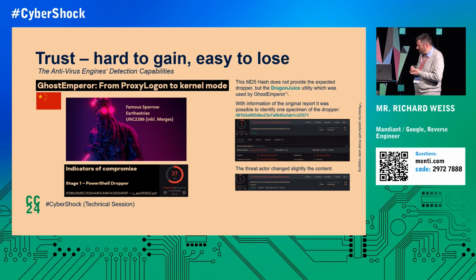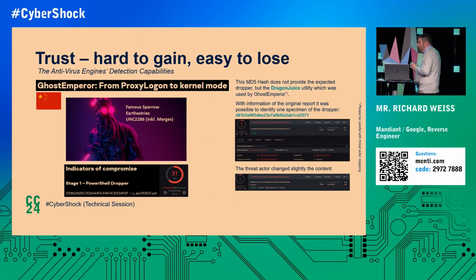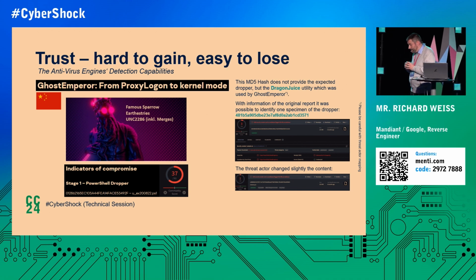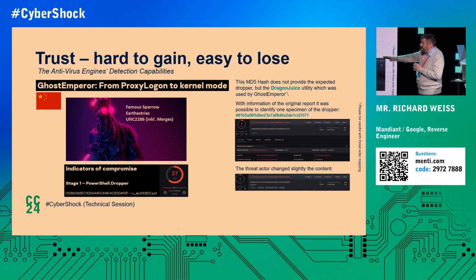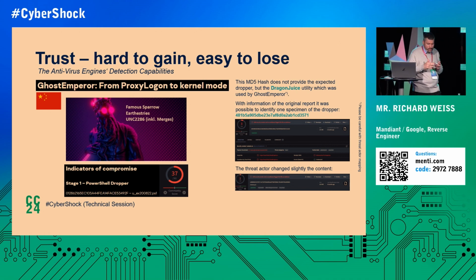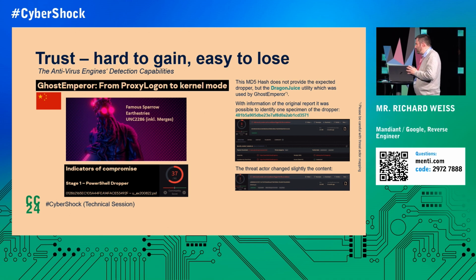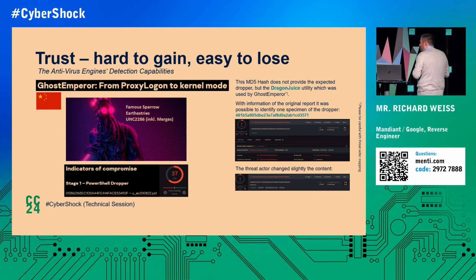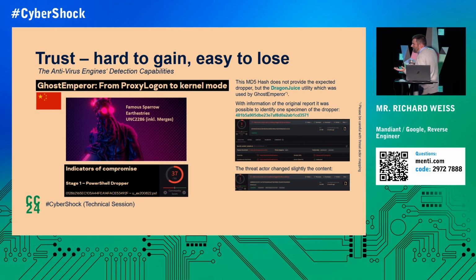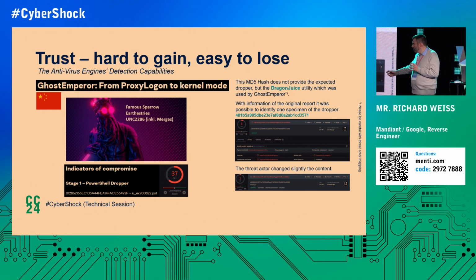Now, the problem with the hash. Why do I want to go away from the hash? That is not because I think it was a mistake at the beginning. If you look at the stage 1 PowerShell dropper of Ghost Emperor, I do not want to say Ghost Emperor is the same as Famous Sparrow, because there are probably slight differences between namings because of the data you're looking at. But the stage 1 PowerShell dropper has an MD5 hash. If I look up the MD5 hash in VirusTotal, what happens?